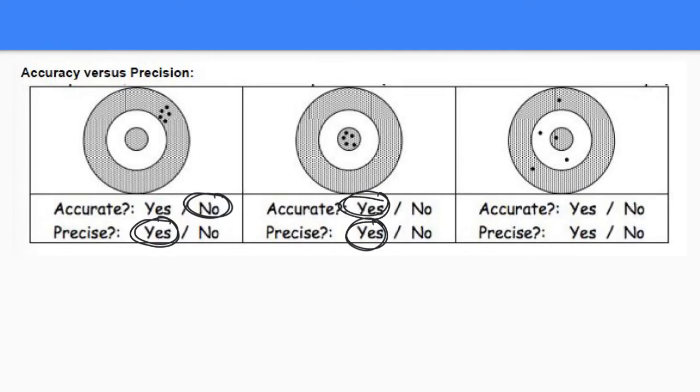Lastly, you'll notice that we have our 5 dots spread all over the place. One is near the middle, one is in the middle, one's near the middle, but then 2 are really far away. So I would say this is not accurate, and it is definitely not precise. Those values are not close to each other.